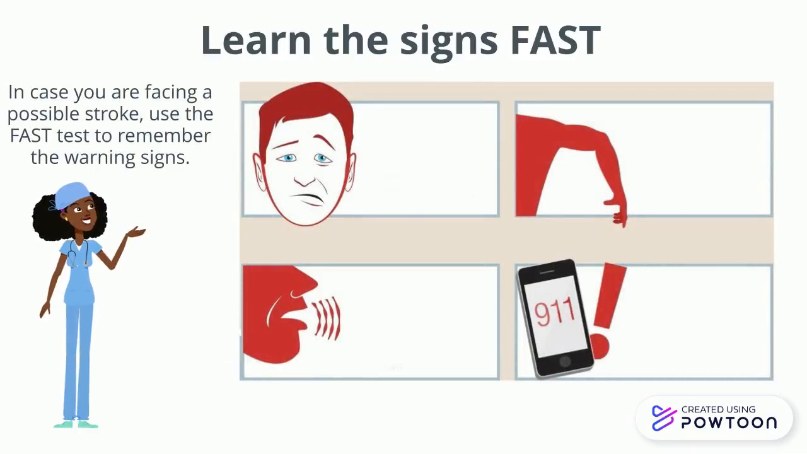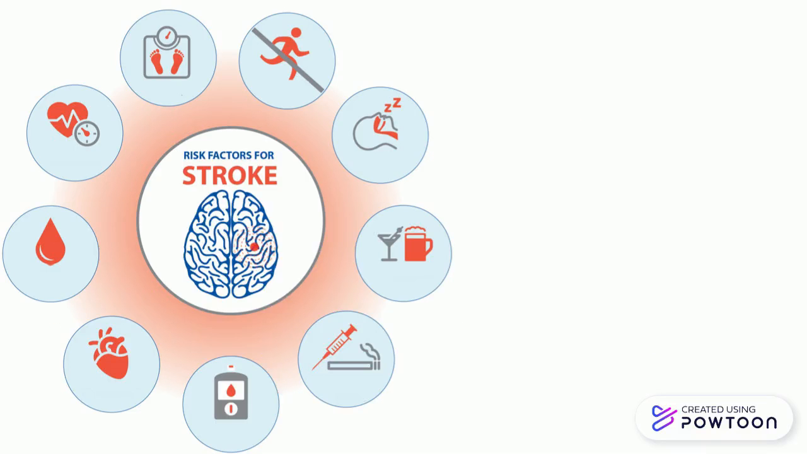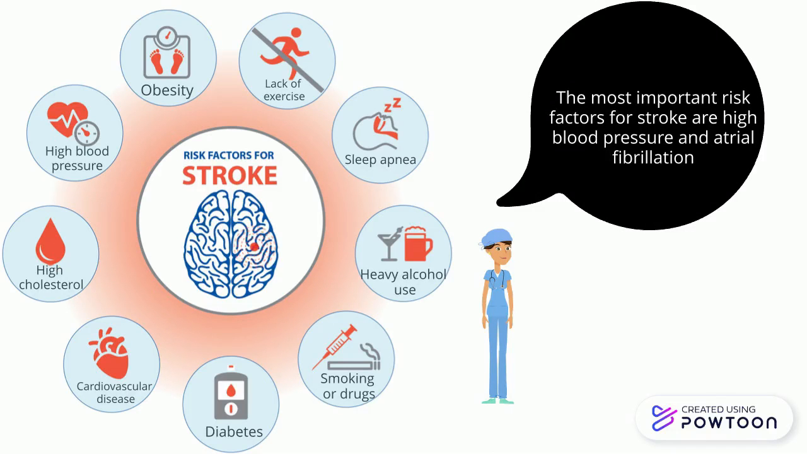Knowing the warning signs of a stroke may be the difference between recovery and disability. Learn to think and act fast. Lifestyle factors that increase your risk of stroke include high blood pressure, smoking, diabetes, high blood cholesterol levels, heavy drinking, high salt and high fat diet and lack of exercise.